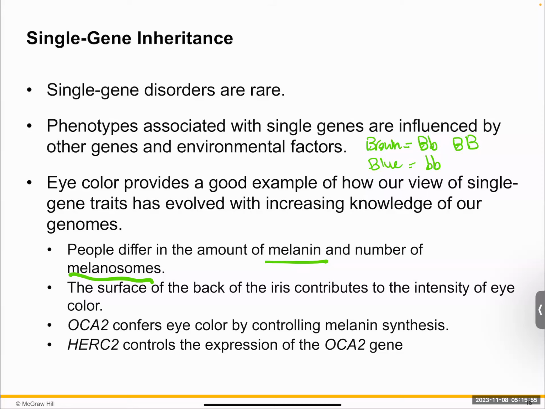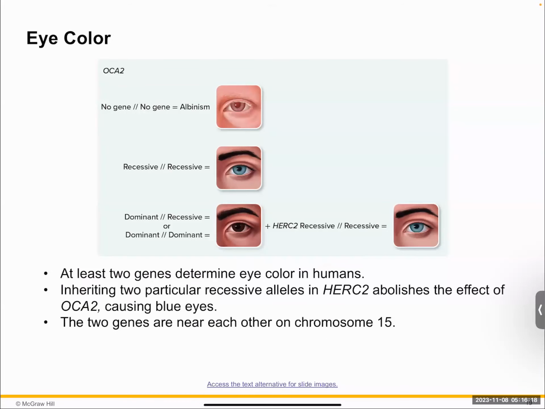So OCA2 is a dominant gene. When you have one copy of that gene, your eyes are going to be brown. However, a second gene is also involved. It's called HERC2, and it controls the expression of the OCA2 gene, which is the one that gives you the brown eyes. So what does that mean? Let's look at this example.